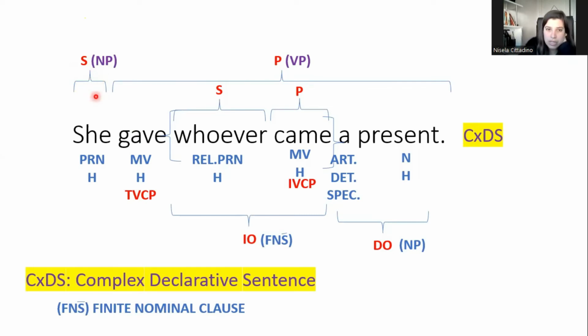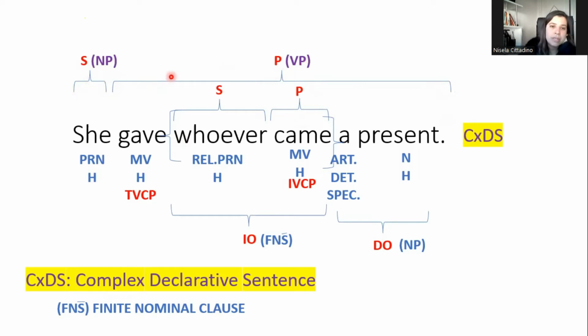She gave whoever came a present. In this case, let us first identify the subject noun phrase, as we saw in the previous video. She is a pronoun and the head. And then gave whoever came a present is the predicate, the whole predicate here, and it is a verb phrase.